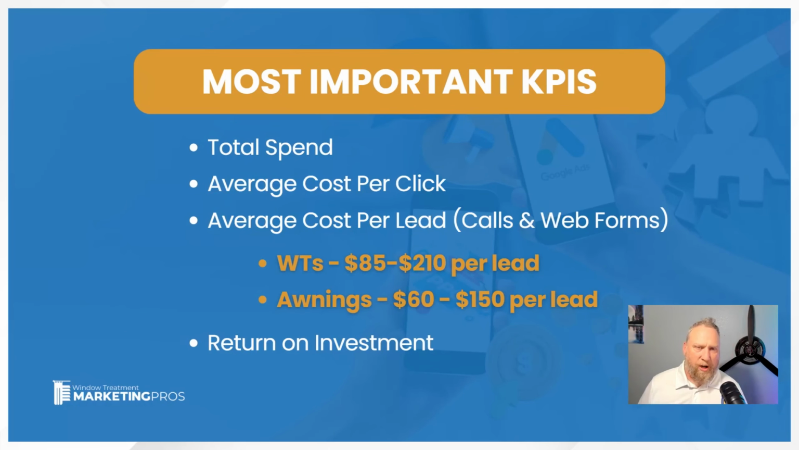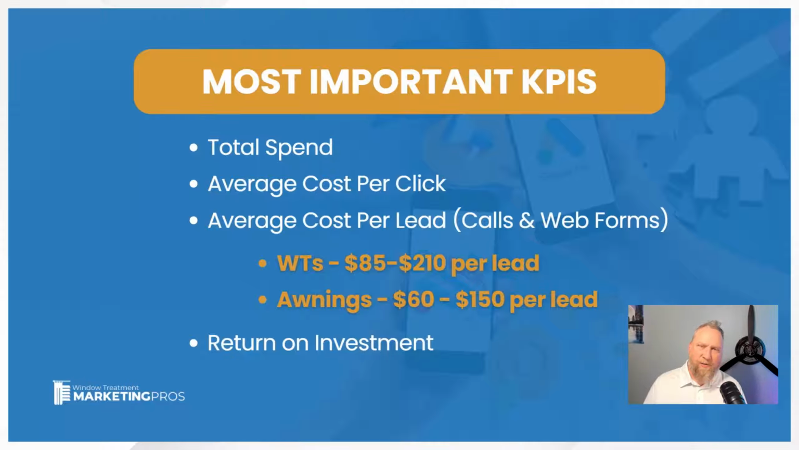So when it comes to the most important KPI, my most important metric on this page is average cost per lead, or CPL. For window treatments, most leads are going to cost you between $85 and $210. There are some factors in there: how long you've been running ads, how optimized they are, how much competition you have in your area, and what is the physical population or the amount of potential leads that are out there in the first place. These are all things that give that range. It's hard to dial down to a specific number, but you should understand that this is probably the average for that.